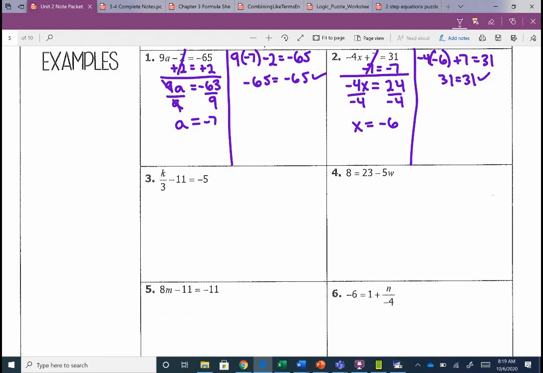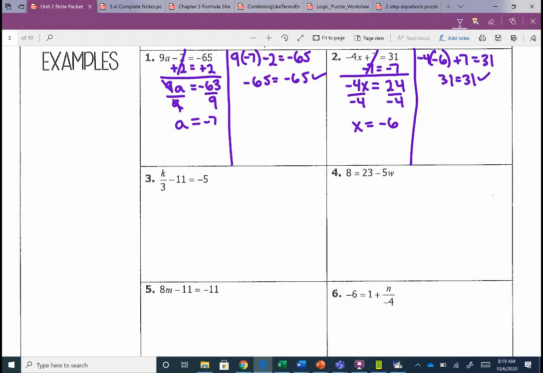Oh, I went right to number 4. That's okay. We're going to look at number 3. If you already did 4, hey, you're ready to rock with 4. Let's look at number 3, because number 3 looks just a little bit different. So first of all, step 1, it says, hey, figure out where your variable is. And I see I have a k on the left.